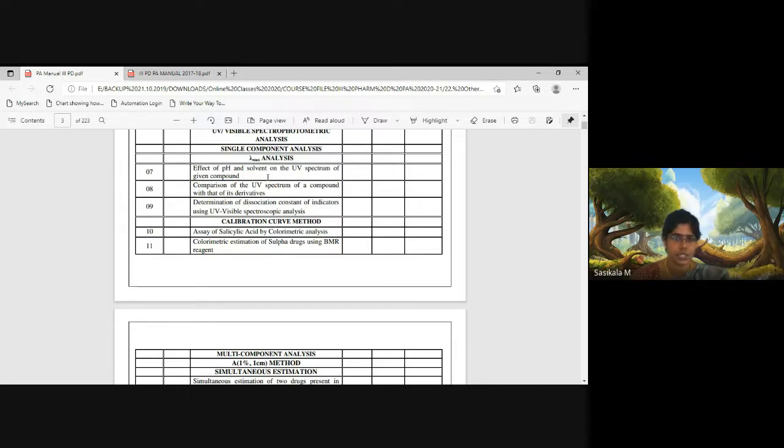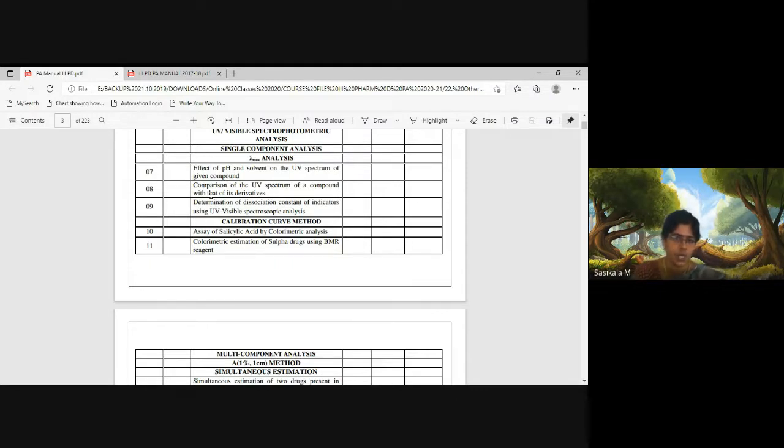So the comparison of UV spectra has been done to monitor the lambda max changes, how the shifts occur between each derivative, meaning derivatives of the same compound. For example, benzene and its derivatives, toluene and all. Hope you have got some idea regarding this experiment.